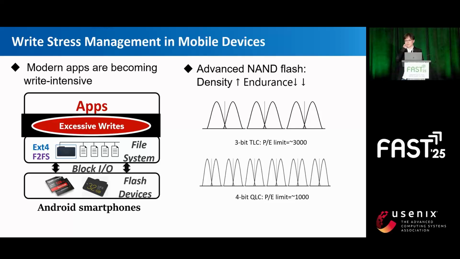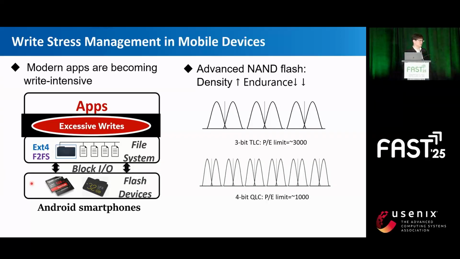So mobile applications are becoming more and more intensive. On the left-hand side, you can see the I/O structure of Android systems. The applications generate a lot of write I/O requests to the mobile storage, and we know that the mobile storage is based on flash memory, and flash memory has a limited lifetime. That means it can endure only a limited cycle count of program and erase cycles.